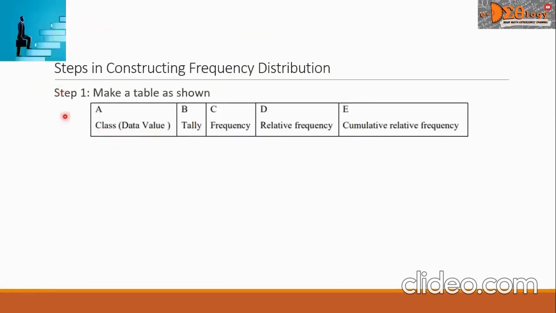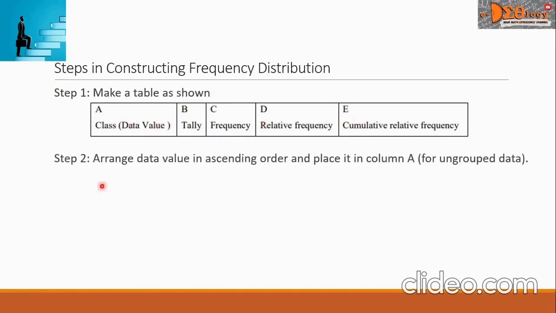Step 1, we will make a table as shown. It means there will be 5 columns. For step 2, arrange data values in ascending order and place them in column A, that is for ungrouped data. Step 3, tally and count the data and place it in columns B and C.